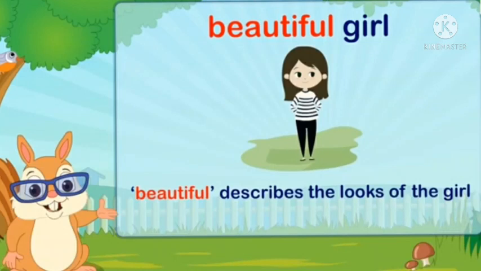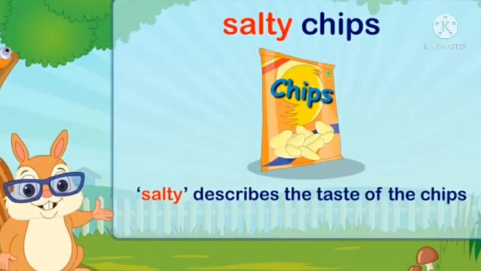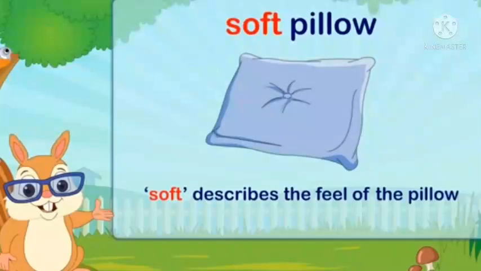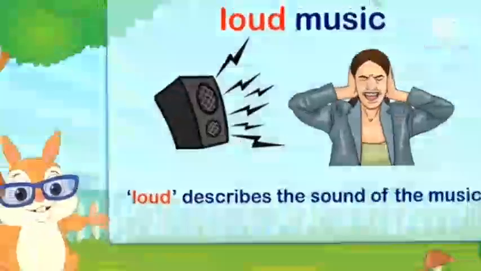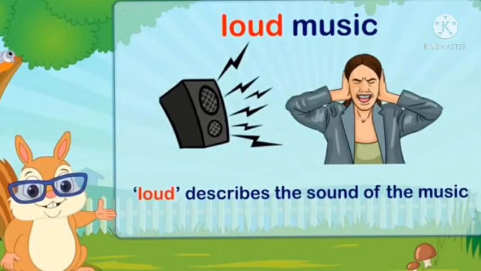See the example, beautiful girl. Here, beautiful describes the looks of the girl. Salty chips. Here, salty describes the taste of the chips. Soft pillow. Here, soft describes the feel of the pillow. Fresh fragrance. Here, fresh describes the fragrance of the perfume. Loud music. Here, loud describes the sound of the music. Take up different sentences and try finding out the adjectives in those sentences.